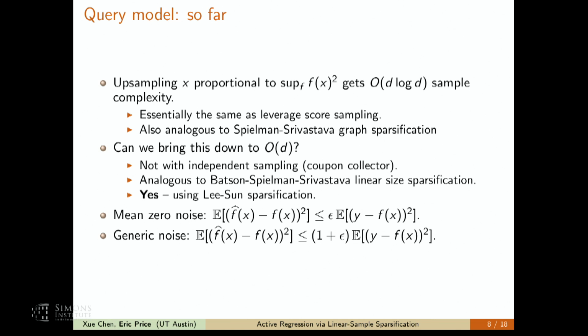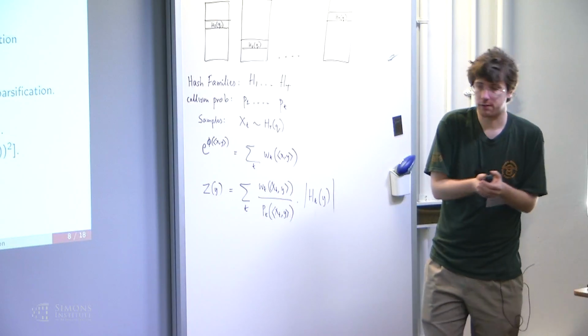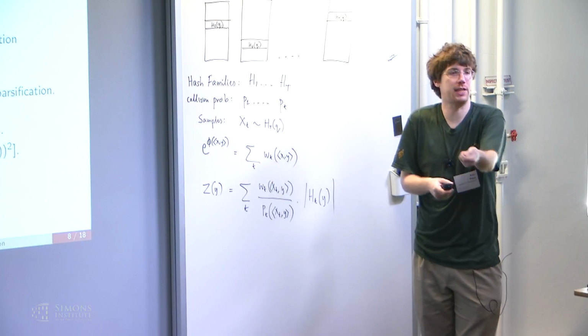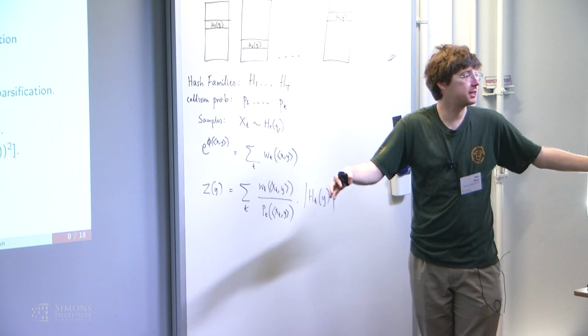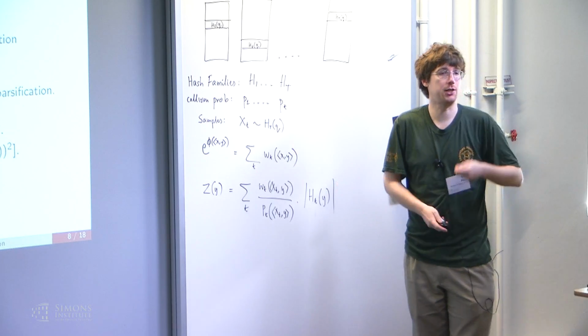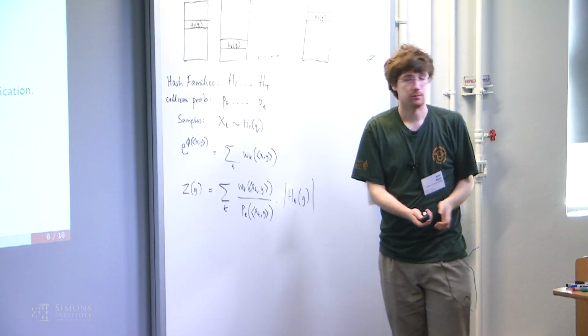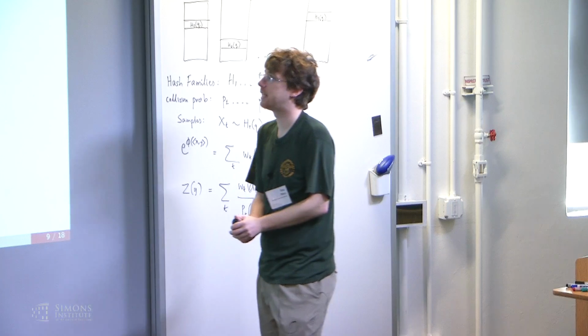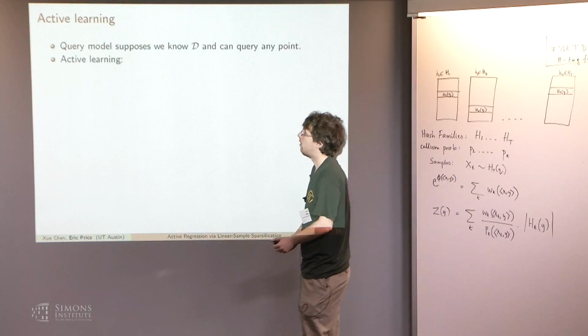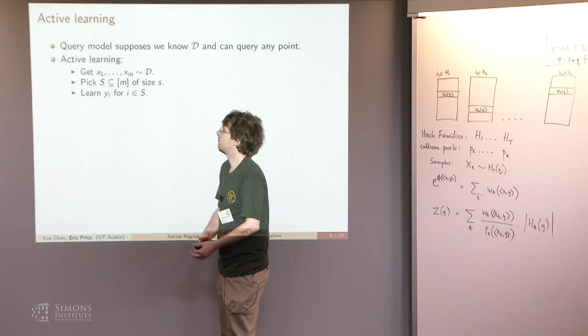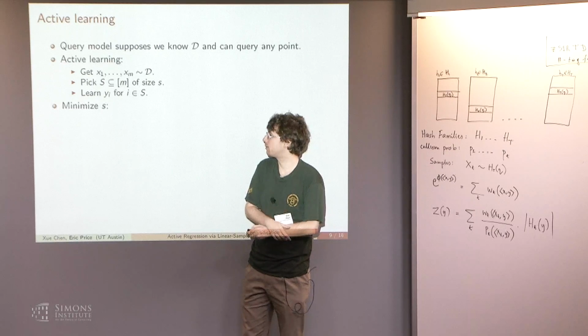Okay. So this is for the query model, but as I was saying, in a lot of situations, you can't choose the x's as you want, and you don't know what the distribution on x's is. Instead, you have a collection of unlabeled data, and you want to choose which ones to get labels for. So this is now the active learning setting.